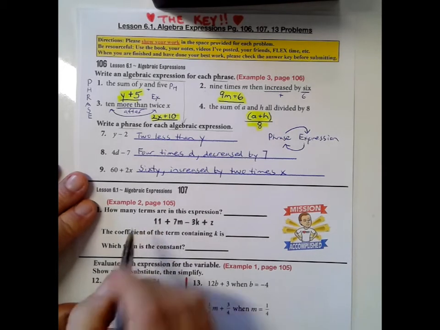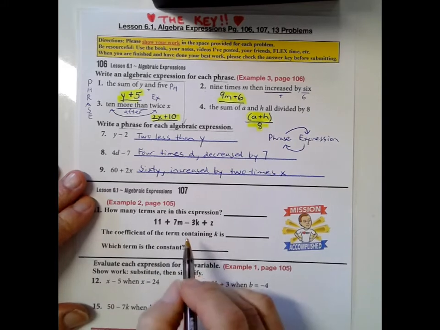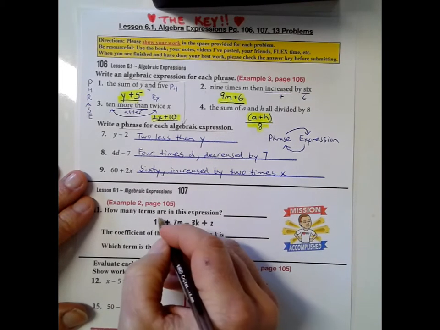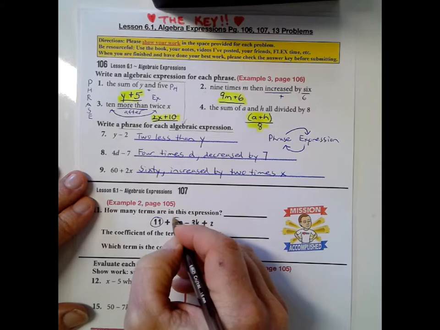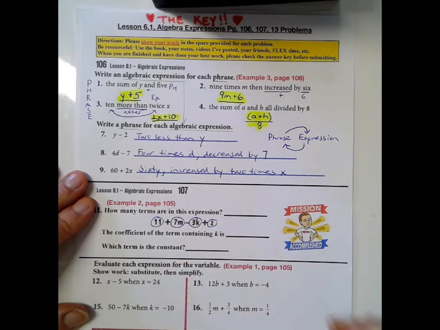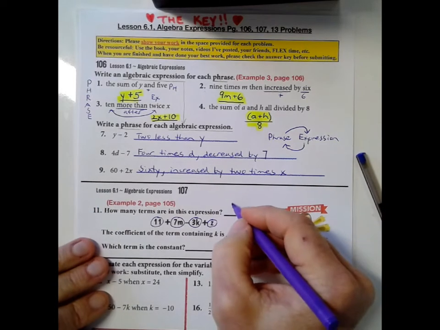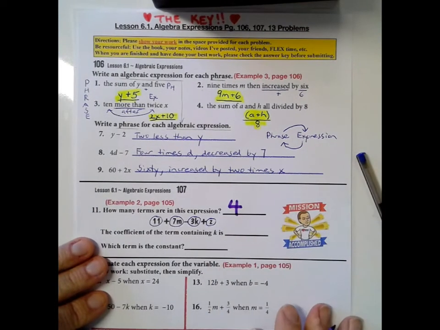Terms are separated. If you go back to this example in the book, terms are separated by addition or subtraction signs. There's one. There's another one. You got it. I'm going to go to a marker now. Big and bold.